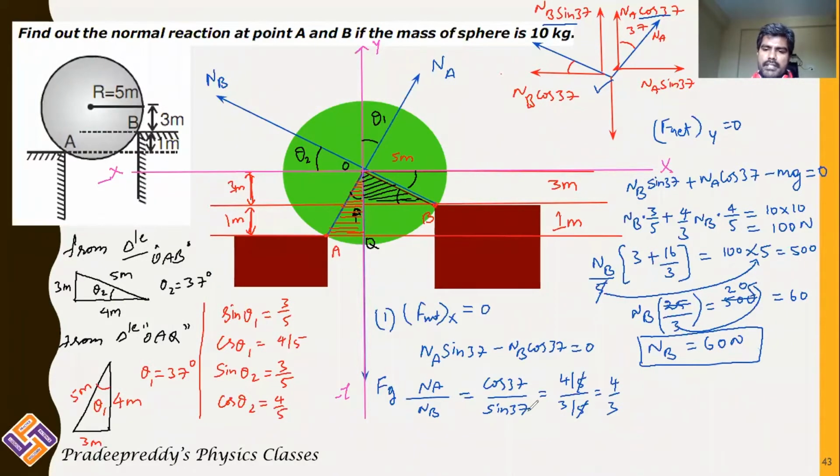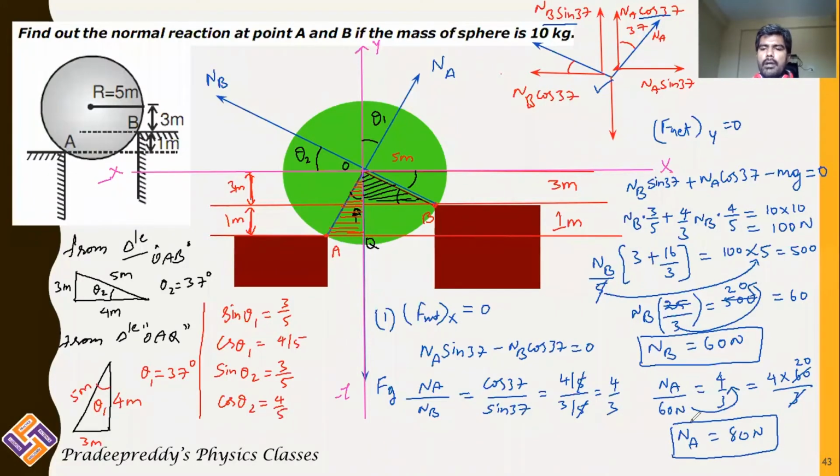Take this 60 Newton in this equation. NA divided by 60 Newton is equal to 4 by 3. This 60 Newton comes over here. You can write it as 4 into 60 divided by 3. This is 20. 4 20s 80. So NA is equal to 80 Newton. Normal reaction NA is equal to 80 Newton and normal reaction NB is equal to 60 Newton. These are the normal reactions acting on the block, acting on that 10 kg mass which is resting on these two walls.